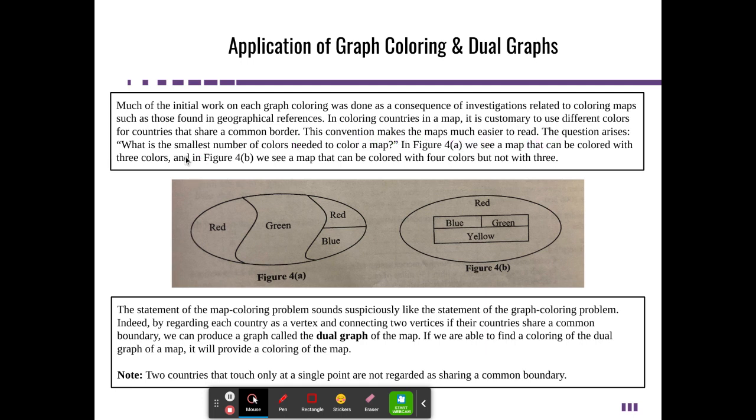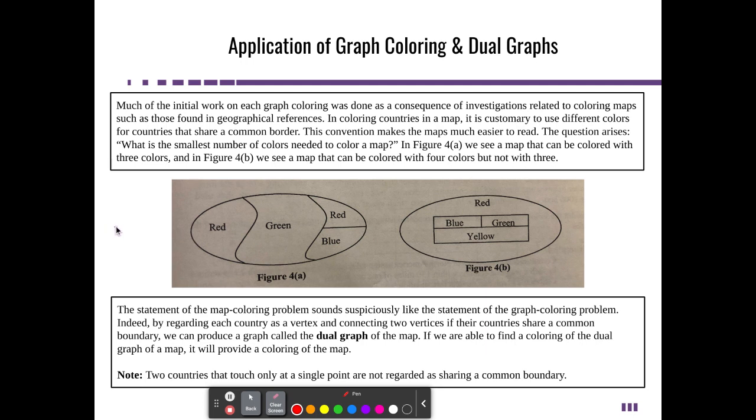The question arises, what is the smallest number of colors needed to color a map? In figure 4a, we see a map that can be colored with 3 colors. Let's take a look at that. We have red, green, and then red and blue. If we draw what's called a dual graph of this, we can see why we can do this with 3 colors. I'm introducing this idea of a dual graph real quick, and then we'll talk about it.